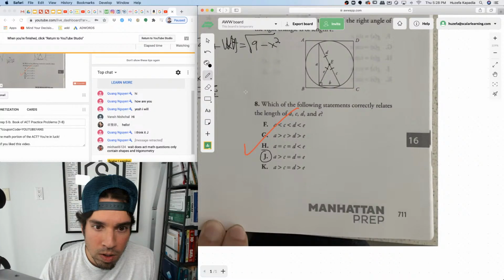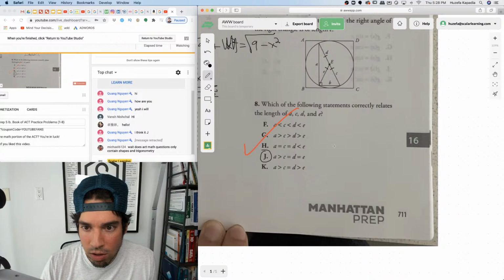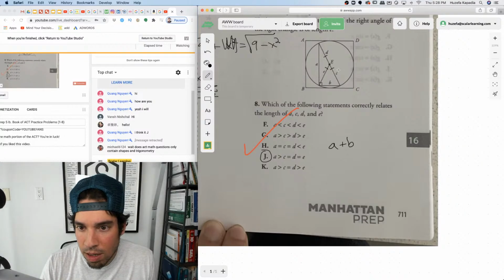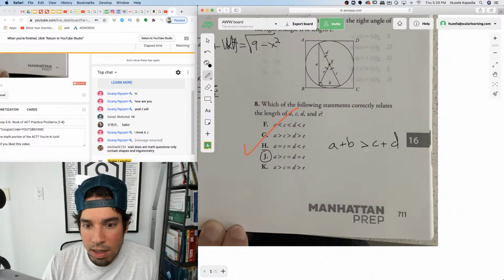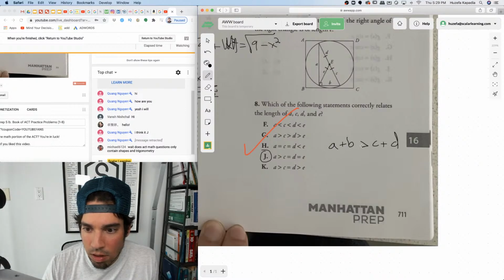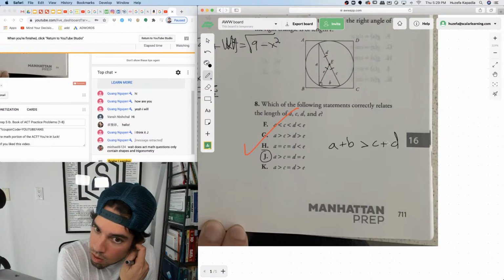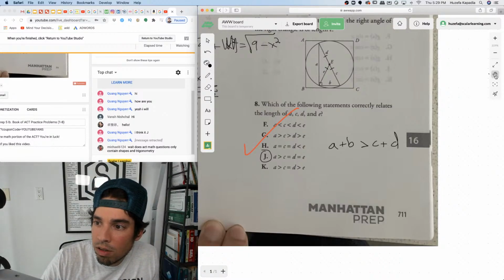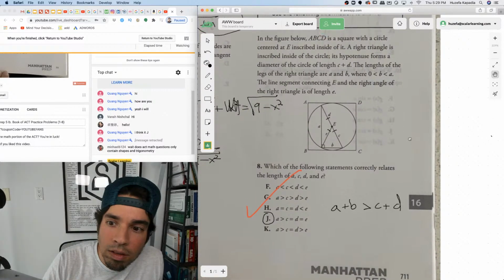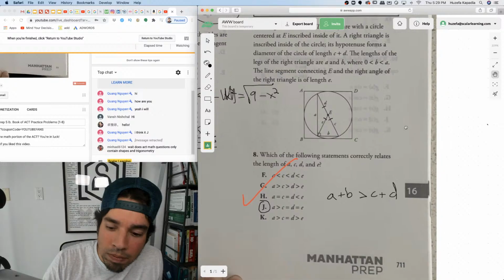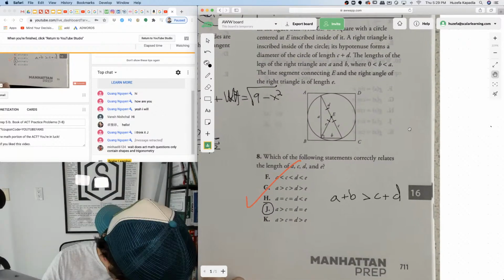So what they're saying is that you can state that A plus B has to be greater than C plus D. And then they're saying that B and, no, wait a minute, B and D don't equal each other. Okay, hold on. Did they say anything else? They're saying that A is greater than B, and C is equal to D.